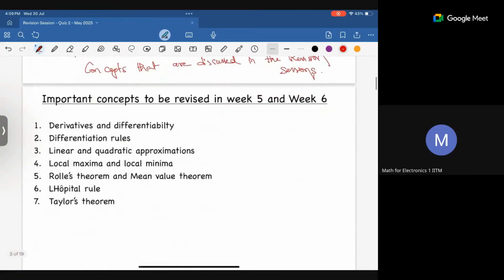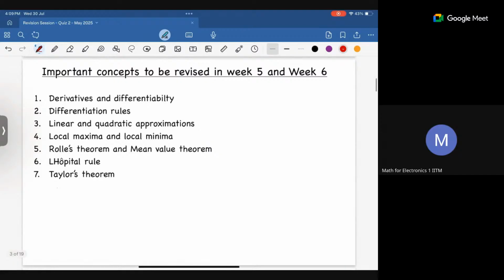Let's come back to the main agenda of today's session. We are going to revise the concepts of week 5 and 6, and here are the important concepts in week 5 and 6. Okay, so you should know what a derivative is and the definition of a derivative, its notation, and what is differentiability of a function. And then you should know differentiation rules. And slowly, once you understand these things, there is a concept where these derivatives are used, which is linear and quadratic approximations. Okay, so with that, week 5 ends. So these 3 topics cover week 5.